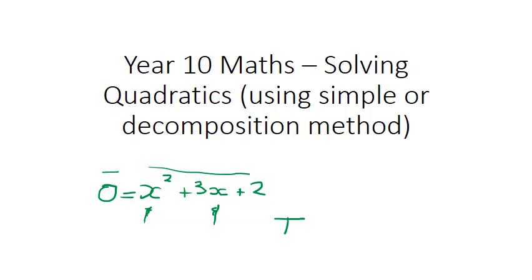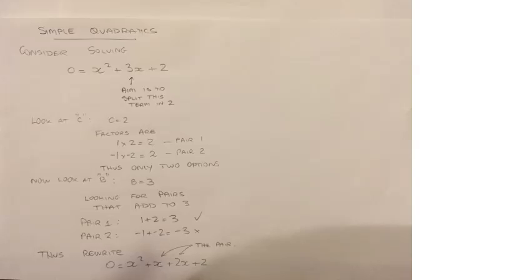And the method is one of the more straightforward ones. We're actually going to be using x squared plus 3x plus 2 as our example. Okay, here's the quadratic that I mentioned just a moment ago. It's 0 equals x squared plus 3x plus 2.